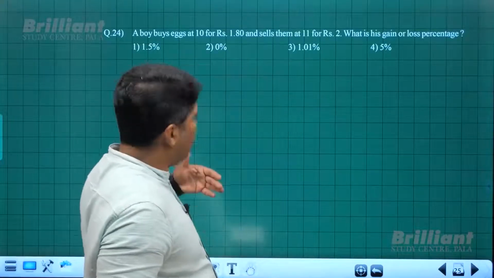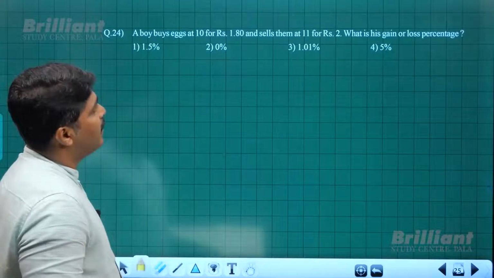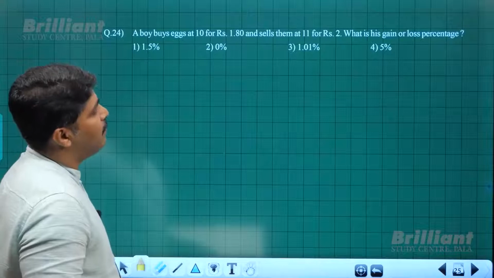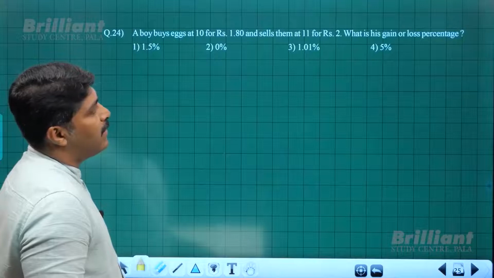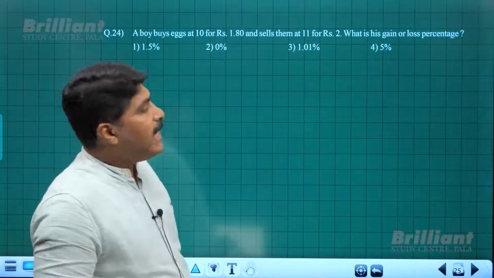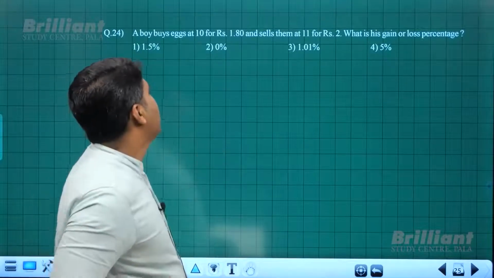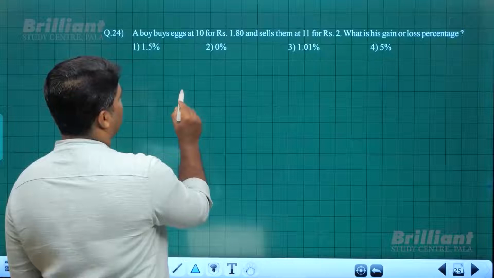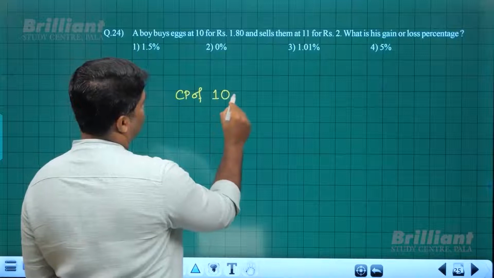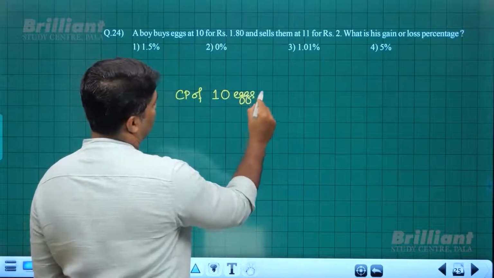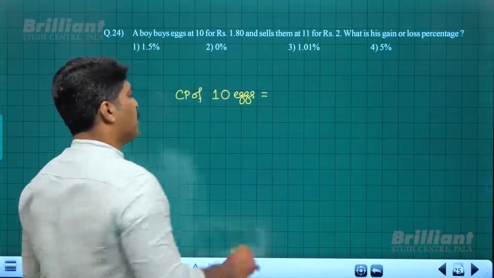And finally, here the 24th question. A boy buys eggs at 10 for rupees 1.80 and sells them at 11 for rupees 2. What is his gain or loss percentage? So here it's a rate problem. Whenever we are dealing with similar type of rate problems, first what you have to do, here the cost price of 10 eggs. So we have to write it like this. Cost price of 10 eggs. Here 10 eggs at rupees 1.80.